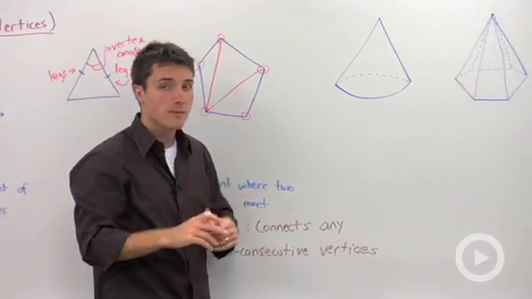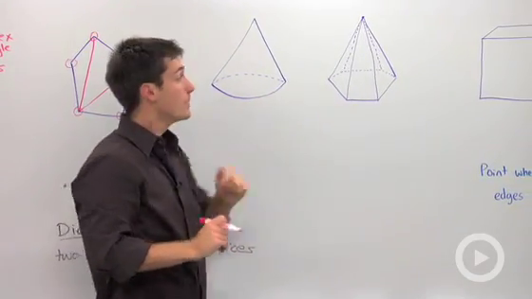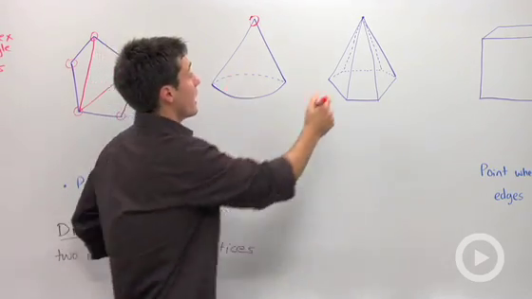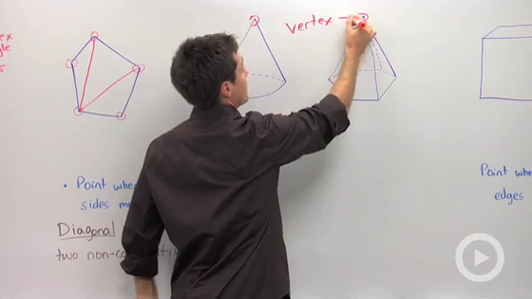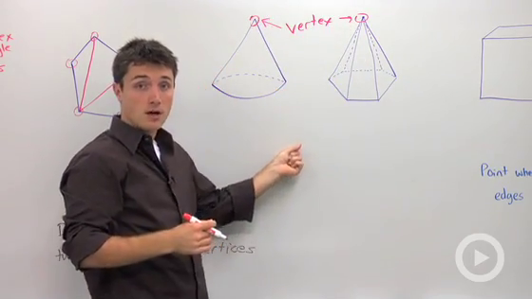If we're talking about 3 dimensions, we can look at a cone or a pyramid. And this point right here in the cone and the point in the pyramid is also known as the vertex. So a vertex can apply to 3-dimensional solids.